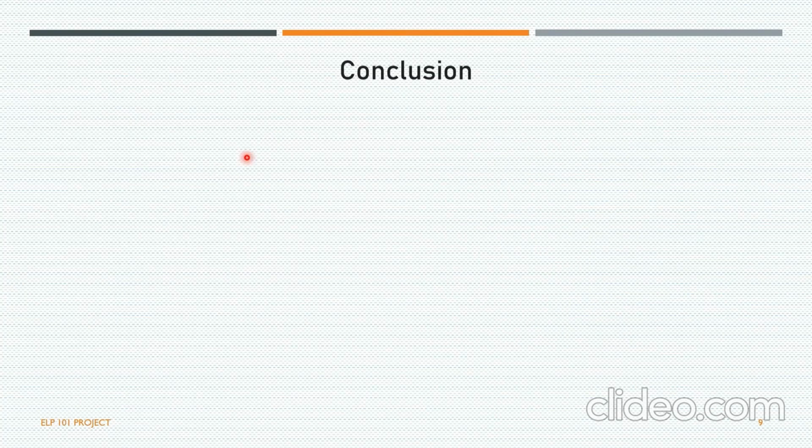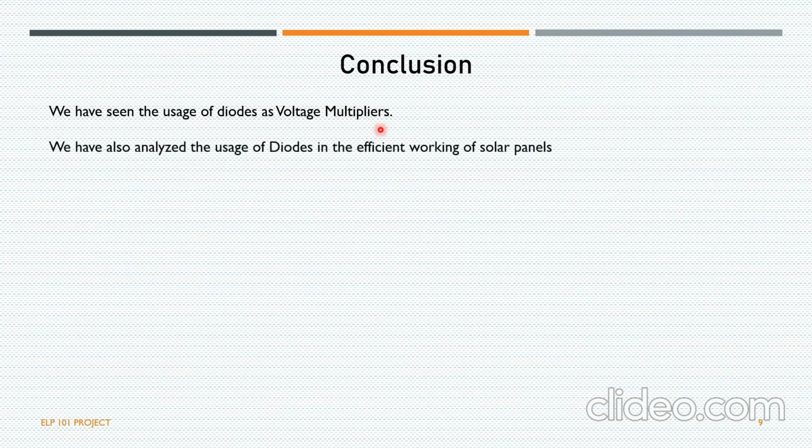To conclude, we have seen the usage of diodes as voltage multipliers. We have also analyzed the usage of diodes in the efficient working of solar panels.